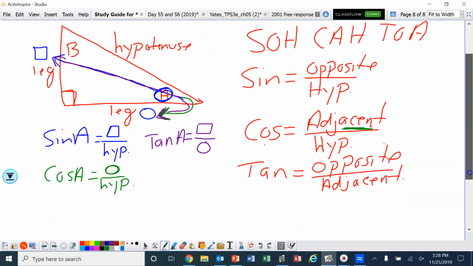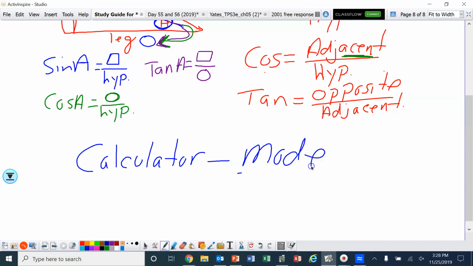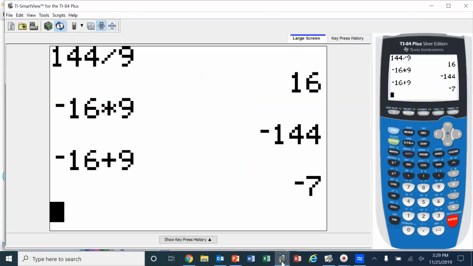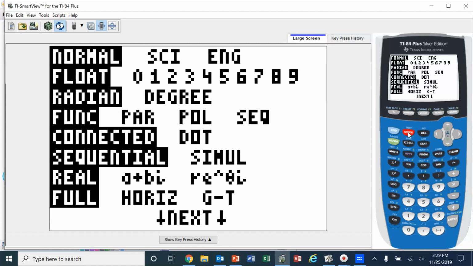Okay, what else do we need to know? Well, when you're doing this on the calculator, you have to be in the right mode. Okay, so let's go to our calculator. All right, so the mode button is right here next to the second button. Okay, mode. Okay, see the red?